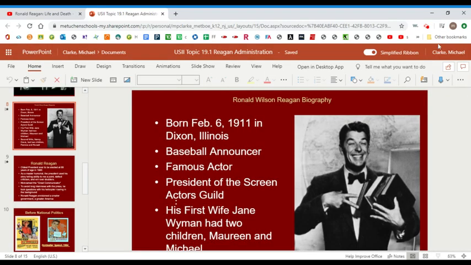All right, so that kind of concludes our first look at the Reagan administration. We're going to continue along as we move forward this week.